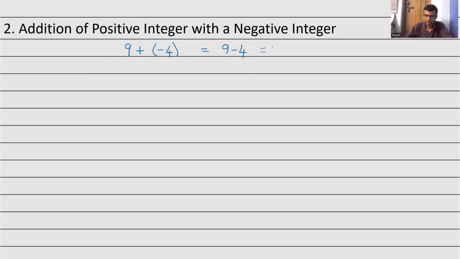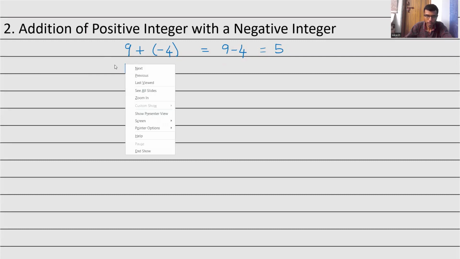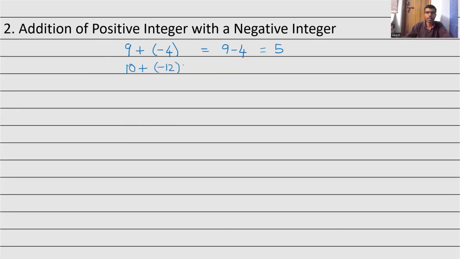See, now it seems easy. Since childhood you have been learning like this. 9 minus 4 is nothing but equal to 5. Now let's take one more: 10 plus minus 12. Now this is the case in which most of them make mistakes. Many mistakes start coming up in this case. 10 plus minus 12. See, this is nothing but 10 minus 12. At least a good amount of them give me the answer as 2, but it's actually minus 2.